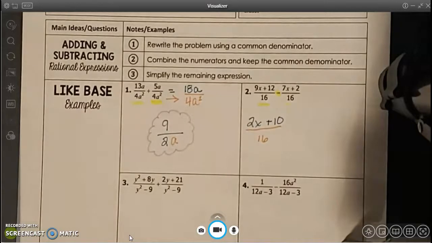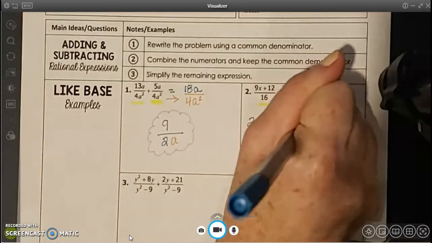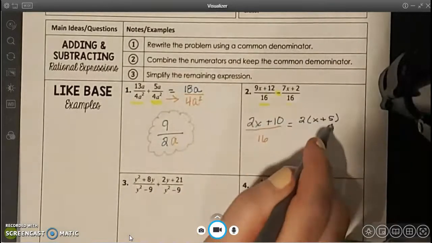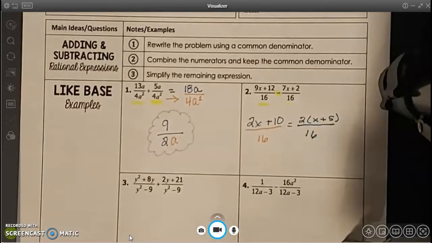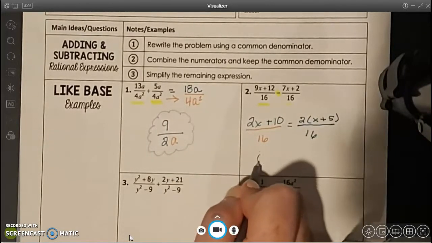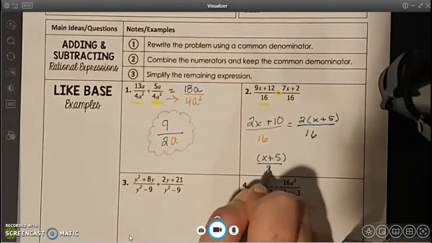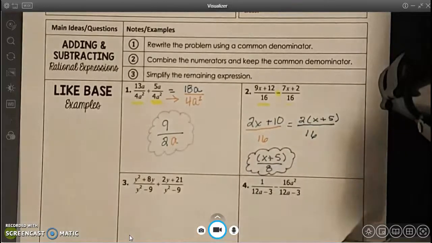Okay, and then what I'm going to do is factor out a 2 from the numerator. So this is going to be 2 times x plus 5 all over 16. And then I can reduce the 2 and the 16. So my final answer is just going to be x plus 5 all over 8. Okay, again, I reduced 2 and 16. 2 divided by 2 is 1, and 16 divided by 2 is 8.